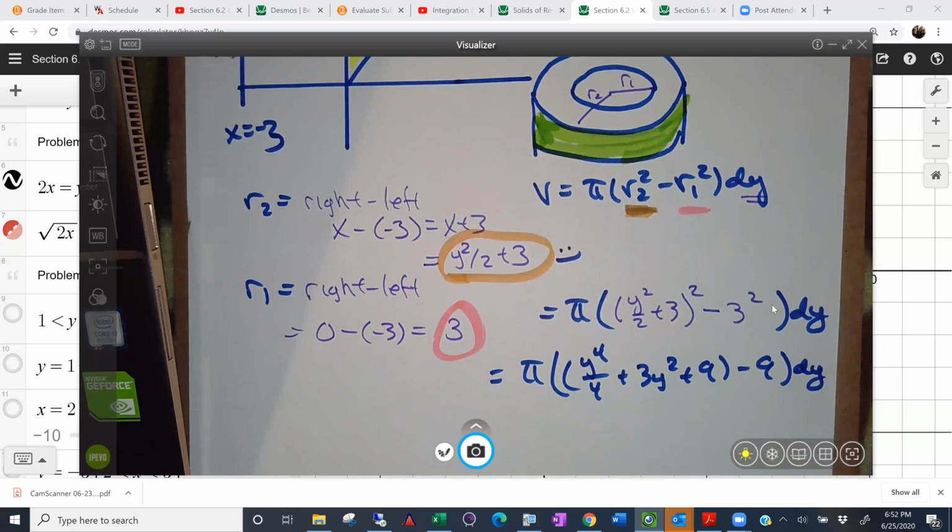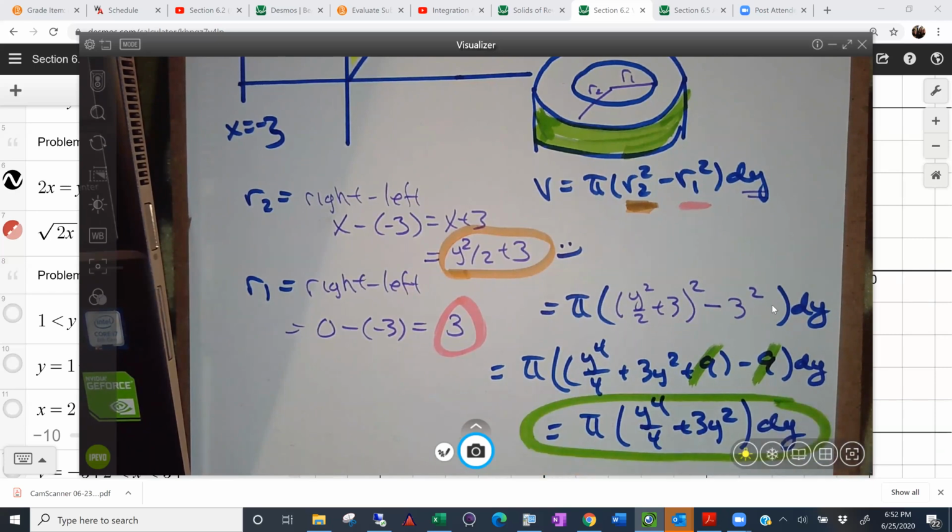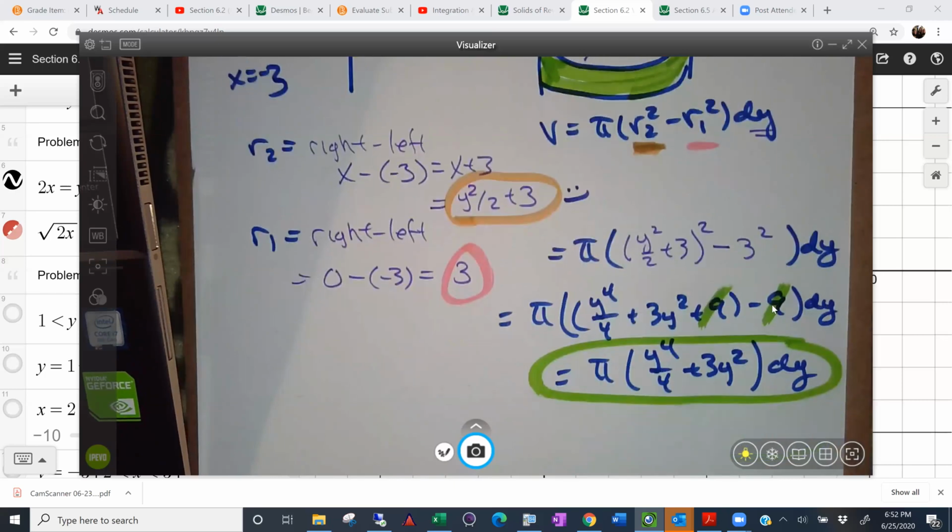Okay, looks good. But there's a little bit that I can do here to make my life even easier. I can cancel out the 9s. So the final expression that I get would be pi times y to the 4th over 4 plus 3y squared dy. And that is worth a lot of points right there, getting that far. How are we looking with this expression? So far, so good, or can I back up a step and help you out? Good.